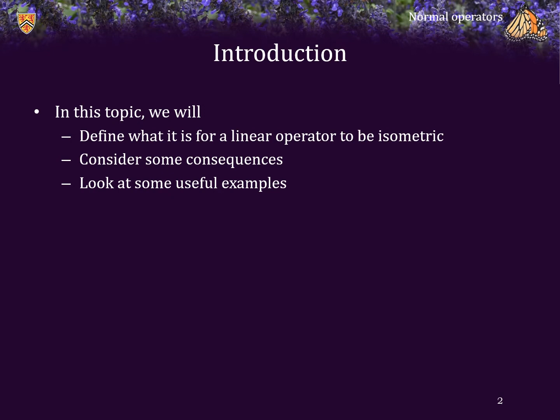So in this topic, we will define what it means for a linear operator to be isometric. We will consider some consequences. We will also look at some useful examples.